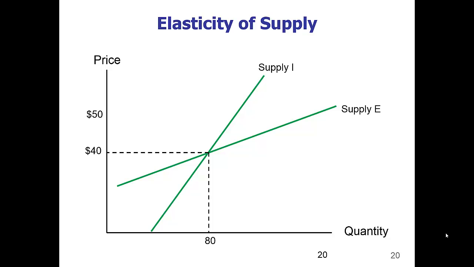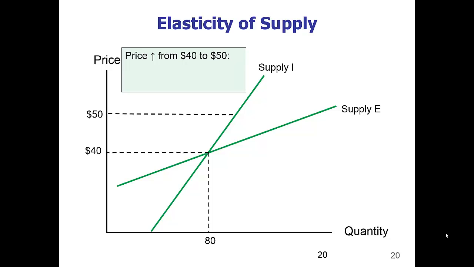So we have two supply curves here. Supply curve for good I is given by the relatively steeper curve, the supply curve for good E by the flatter curve. In both of these markets, at a price of 40, the producers are willing to provide 80 units. What happens if the price increases from $40 to $50?